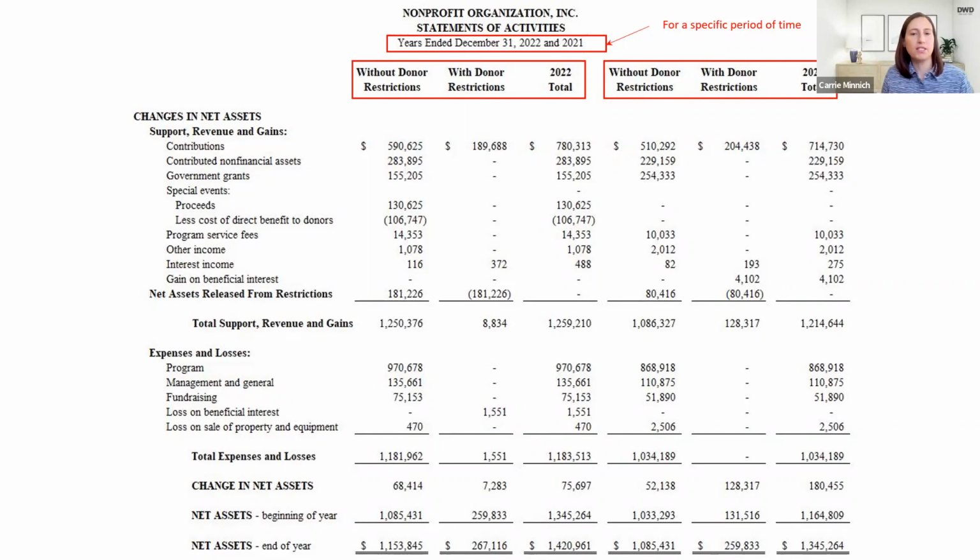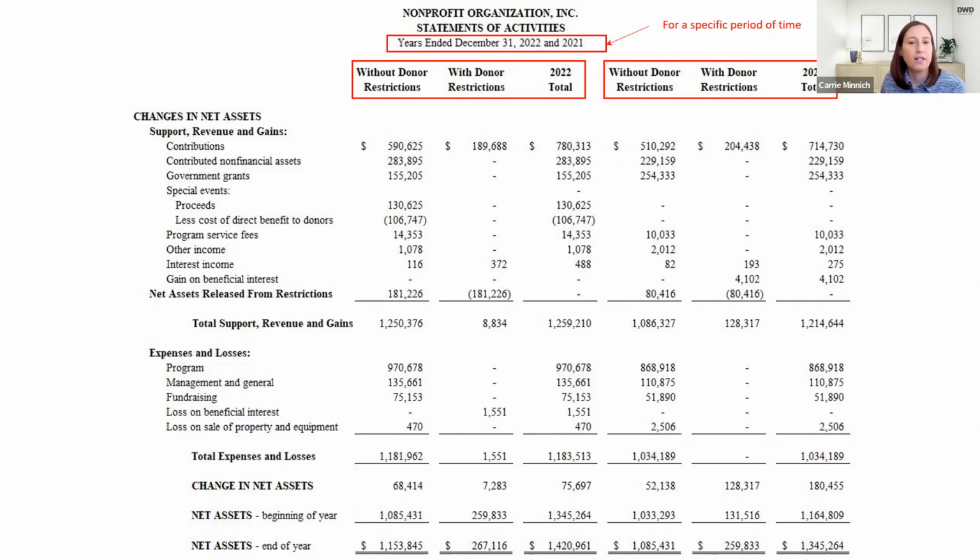Program service fees, that is going to be when your organization does some kind of service, provides something, and gets paid in return. Other income, sometimes there's just miscellaneous other income that you receive. And then your interest income, gains and losses on investments, that's also considered revenue.